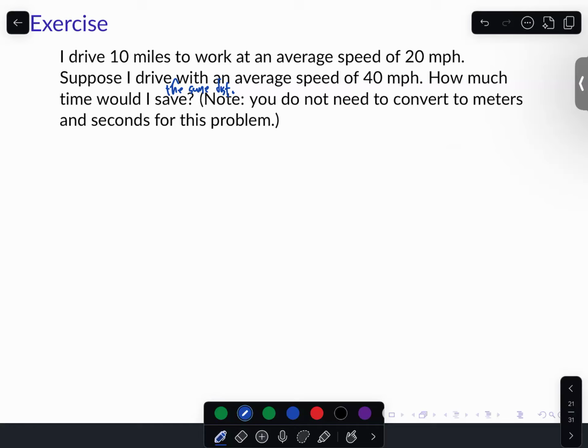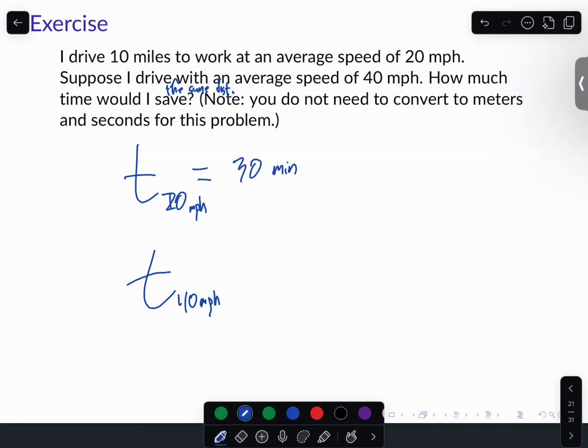The difference in time, how much time would I save, is a subtraction. If I want to know the difference between two times, first I got to find them. Time 1 is at 20 miles per hour, time 2 at 40 miles per hour. If I go 10 miles, and 20 miles per hour means in 1 hour I cover 20 miles, how long does that take? 30 minutes, right? Half an hour at 40 miles an hour is 20 miles. At 20 miles an hour is 10 miles.